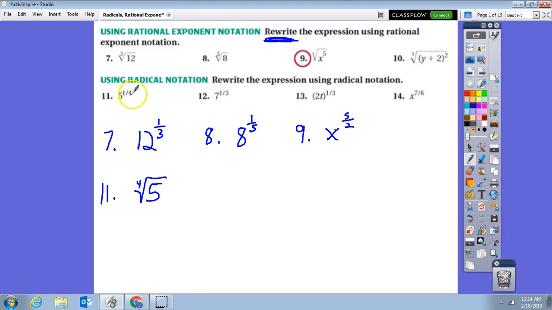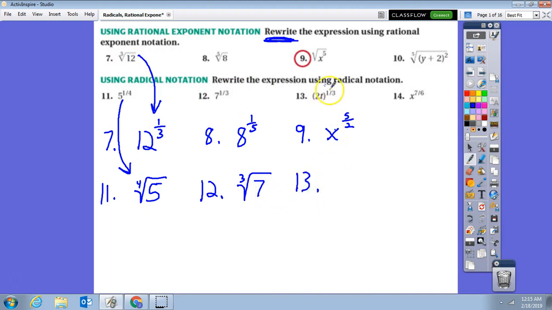Or the index is the denominator, the exponent on the inside is the numerator. And that works the same way that we did when we rewrote it to an exponent. It works the same way when we take an exponent to a radical. You're just working backwards or forwards. Number 12 is 7 to the 1/3 power. So you should have the cube root of 7. Notice, just like we had the cube root of 12 is 12 to the 1/3, 7 to the 1/3 is the cube root of 7.